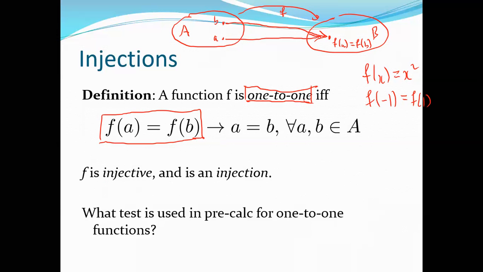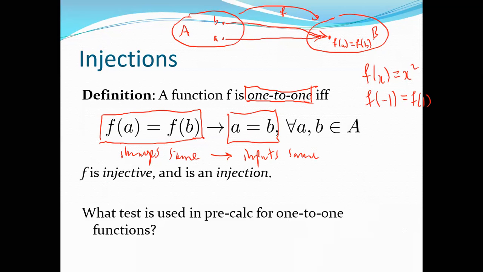If the images are the same, then inputs are the same, right? So what this is saying is images the same implies inputs the same. Okay, so the picture I drew up here is not an example of a one-to-one function.